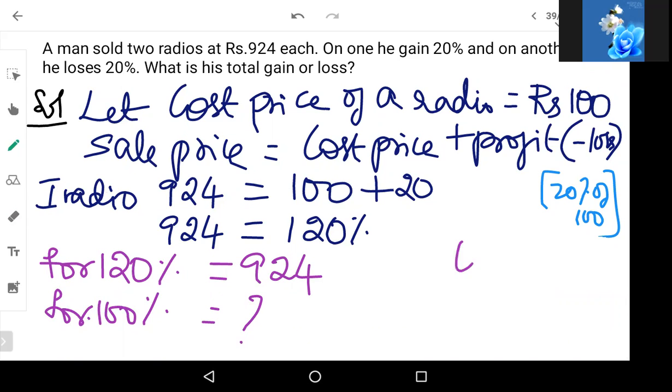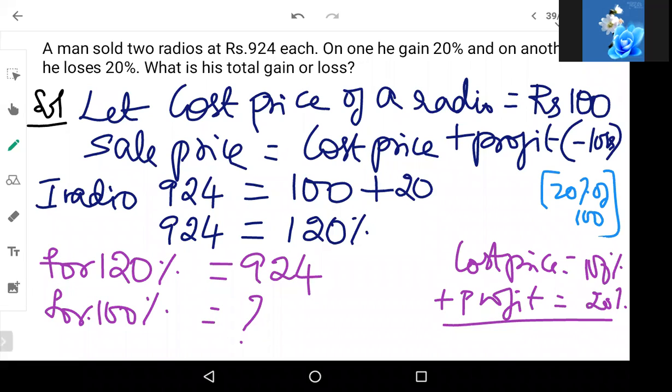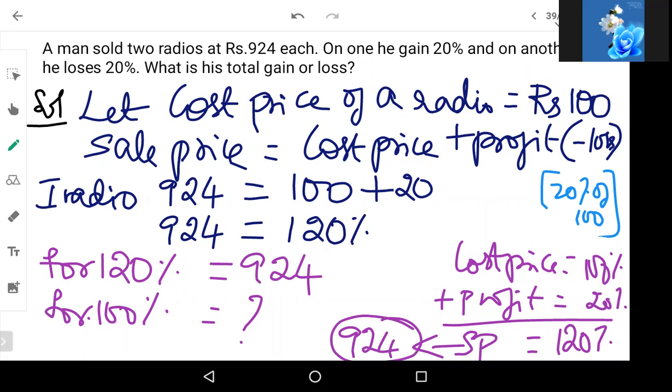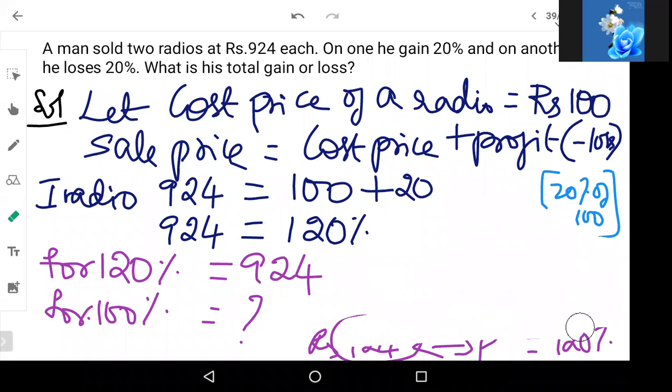Okay, listen. Cost price, if you are considering 100%, plus profit if you are considering 20%, so you should be selling your product at 120%. Correct? Now 120% is nothing but 924 rupees. Including profit, it is 924 rupees. Now we are trying to find out what is the cost price here. That is why we have given this comparison. Now let us do the cross multiplication and find out what will be the cost price.